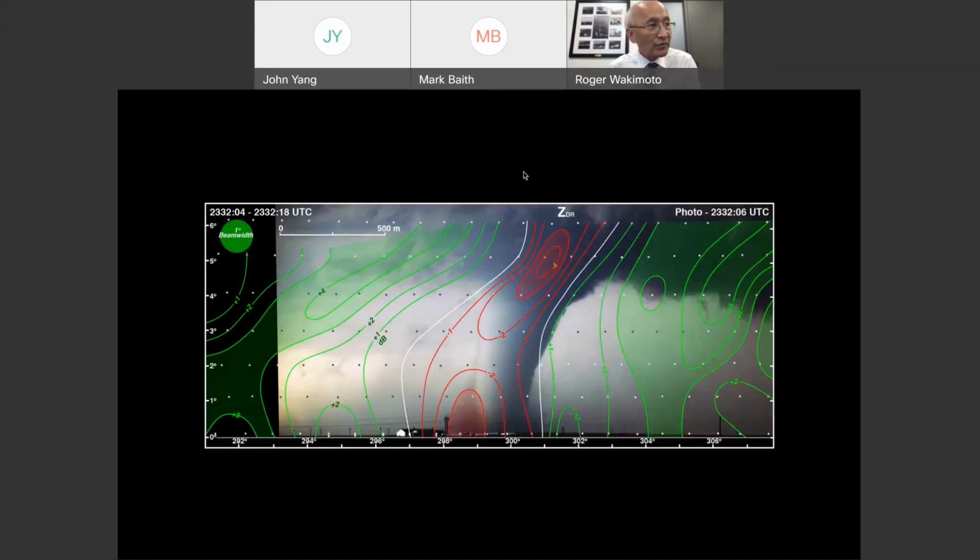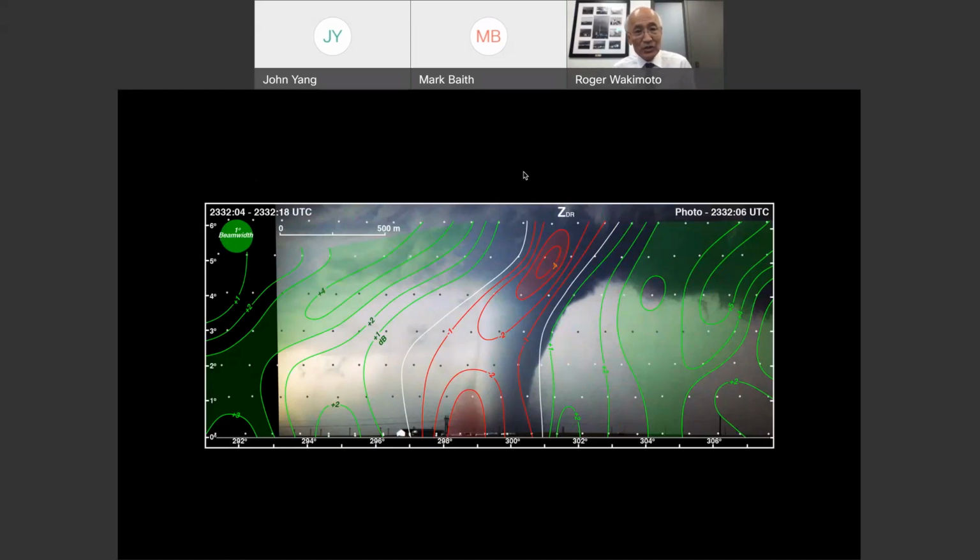And now your first image of ZDR. Again, I apologize for using green and red. I'll correct that in the future. But the green represents positive ZDR. Shaded green is greater than plus 3 dB. So I can just tell you straight out that those areas of shaded green are large raindrops. The red represents negative ZDR. The shaded red is less than minus 3 dB.